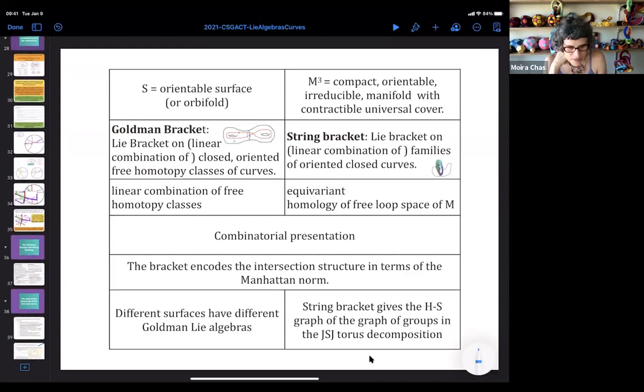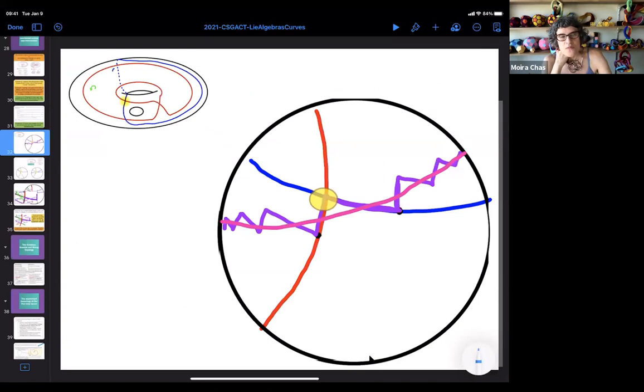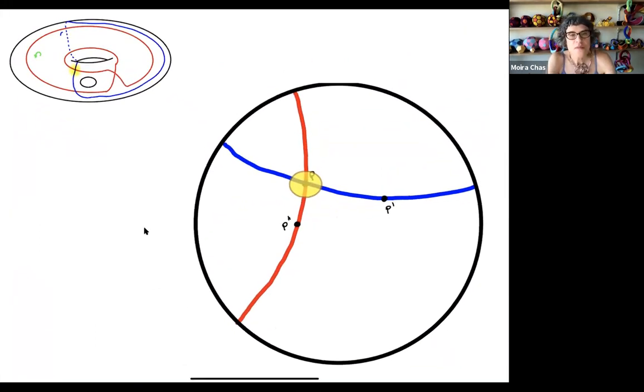Let me just show you one picture. Imagine that this is a torus with a boundary component, and imagine that I'm going to consider two geodesics. I can do nice pictures; this is the universal cover here. I'm going to lift the two curves, with this base point, the intersection point.